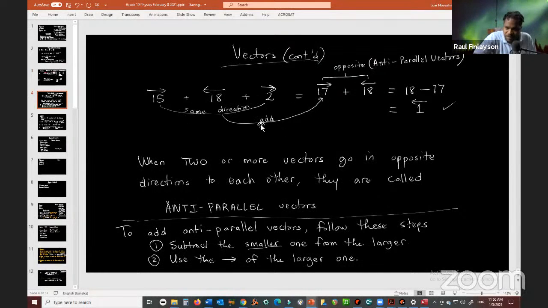Same direction, as we say, and we add them together. And then look at this. We have vectors that go in opposite directions. We call them anti-parallel. Just reviewing this, guys, for the SWOT test. Possible questions.